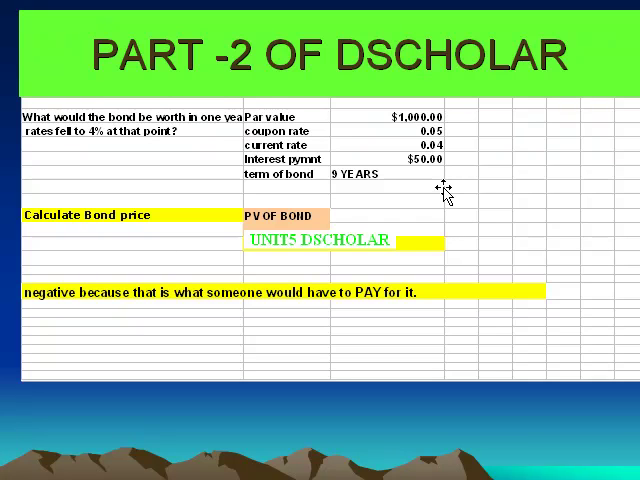Click on the present value function. Enter rate as 0.04, term as number of periods is 9. Payment is $50, and future value is 1,000, and present value will come as a negative value because that is what you're giving up to get some money in the future. So you're giving up whatever the value that is going to be calculated.